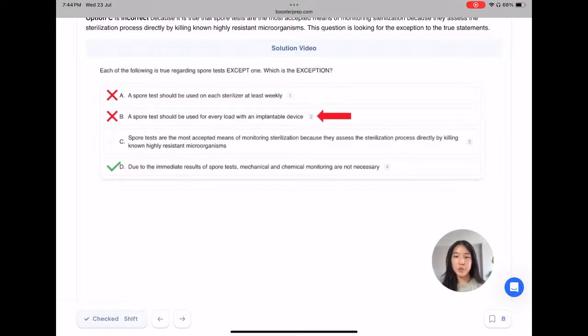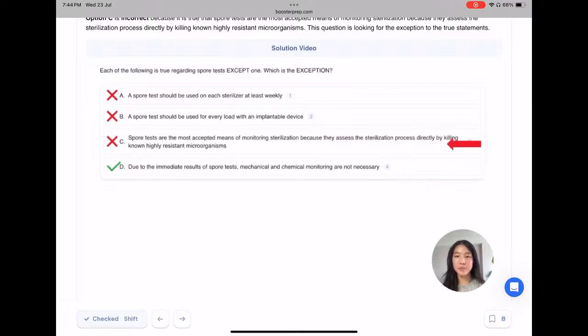Option B reads that a spore test should be used for every load with an implantable device, and this answer is incorrect as this is something that should be done. Remember, we're looking for the exception. So this needs to be done because implantable devices will remain in the body and pose a high risk of infection if improperly sterilized. So prior to implantation, we need to make sure that they test negative for any spores or microbes.